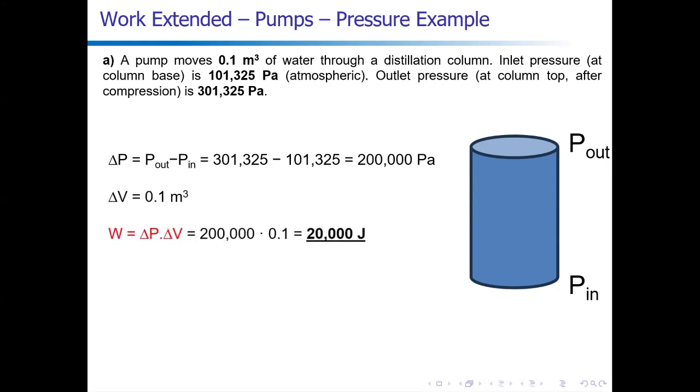Now, applying the formula for pressure volume work, delta P times delta V is equal to 200,000 times 0.1, which is 20,000 joules. So the work done by the pump to move the water is 20,000 joules. This is a typical calculation for work in systems like pumps, where pressure changes cause fluid to move and energy is transferred.